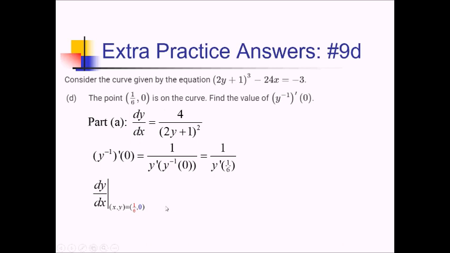And in order to do that, this is going to be 4 over (2 times 0 plus 1) squared. This is just 1 squared down here, so just 1. So we really just have 4 when all is said and done. That's not the answer, though, because we really have 1 over this value here. So 1 over 4 for that final answer.